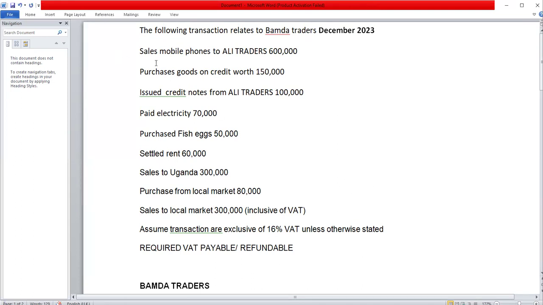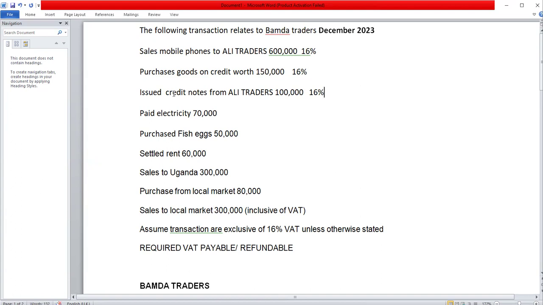So if I start with the first one, we have sales of mobile phones to Ali Traders. So that is normal sales. Mobile phones are vatable, they are not exempt, and they're not zero rated. So this one is going to be 16%. Purchase goods on credit worth 150,000. This is also going to attract 16%. Issued credit notes to Ali Traders, still 16%.